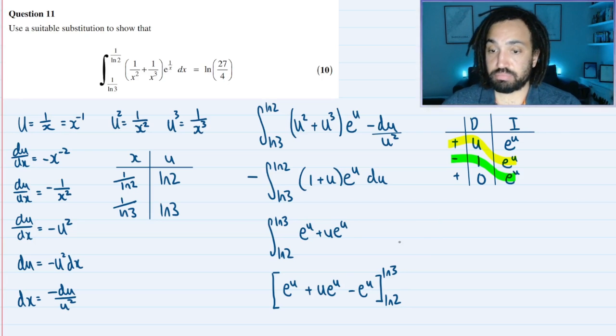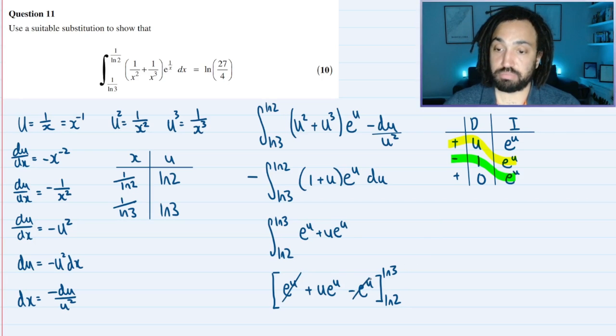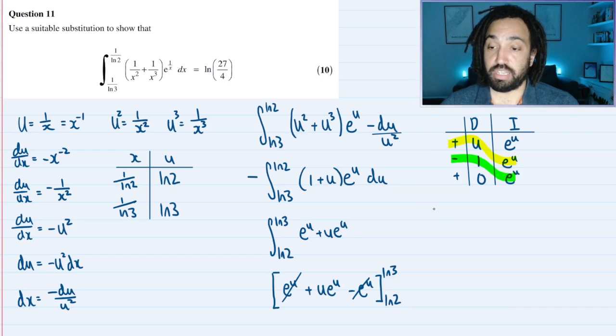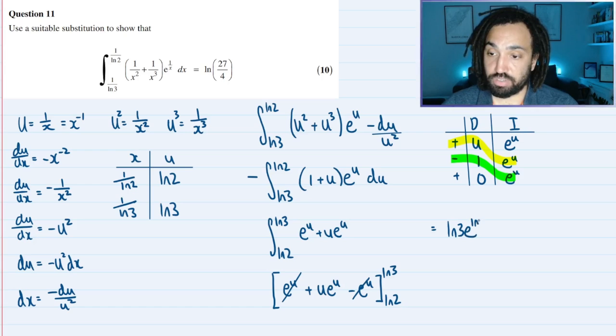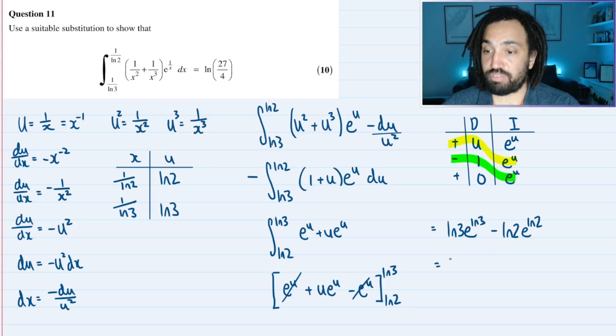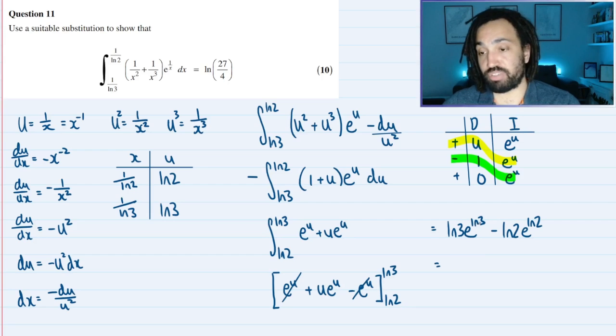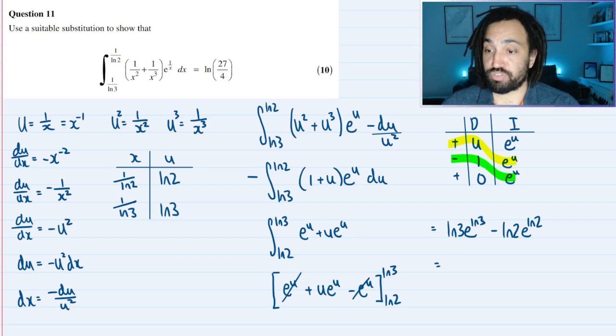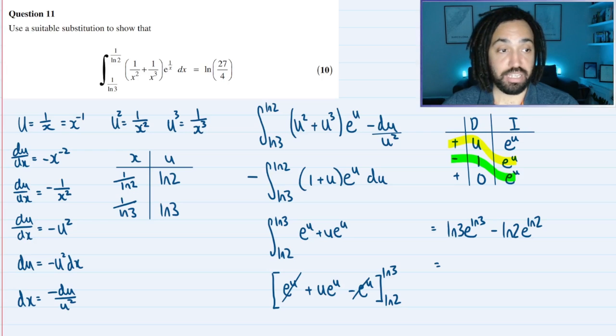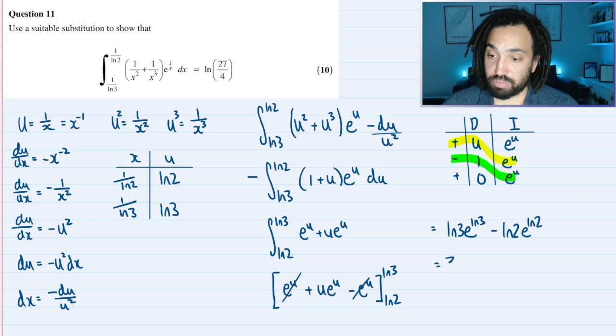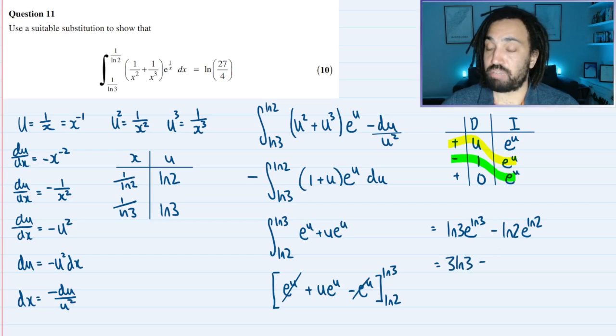Okay, great. So we'll look at this. Just cancel, cancel. Brilliant. So the integral is going to equal, when it's evaluated, ln 3 times e to the ln 3, minus ln 2 times e to the ln 2. Now when we have e to the ln of something, it's just equal to that something. So that's 3. So we've got ln 3 multiplied by this, which is 3. So that's 3 lots of ln 3. And by exactly the same token, this is going to be 2 lots of ln 2.